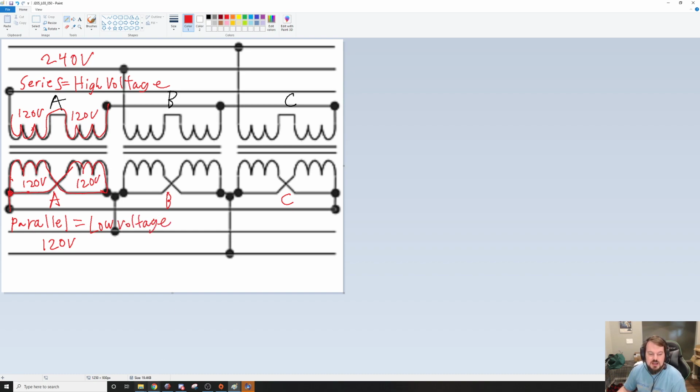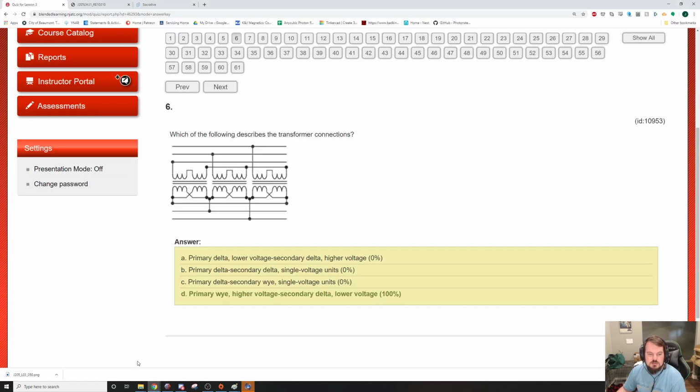So let's take this back to the lesson. Now you have to do two things. You have to identify whether it's a Y or delta, and then determine whether the coils are in series or parallel. And that's 100% of identifying transformers. Is it Y? Is it delta? Are they in series? Are they in parallel?